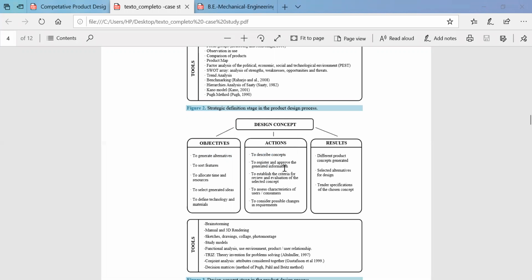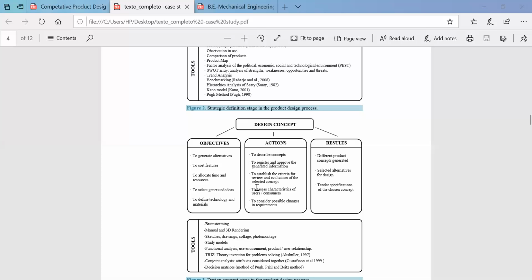So these design concepts will be registered, and approval of this design will be done by the design engineer if it is selected. And finally, they have to establish the criteria for the review and evaluation of the selected concept. Once the concept is selected, it will be subjected to the review process and evaluation. In this review and evaluation, the selected concept has to be approved. Only if it is approved will it be carried forward, or else plenty of concept designs will be done by the design team. So they will check the other designs which are more feasible.